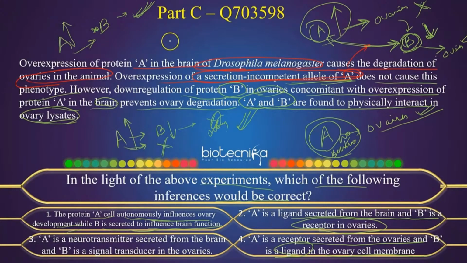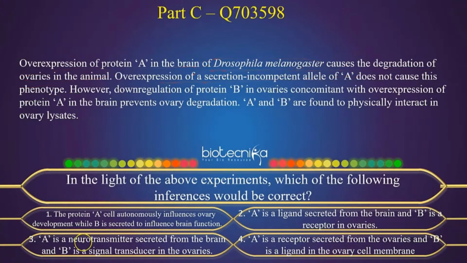But in case the A is present high and B is not down regulated, B is normally present, so overexpression of A will be able to bind with B and it is giving rise to ovary degradation. So it's a kind of a negative influence of the signaling process.